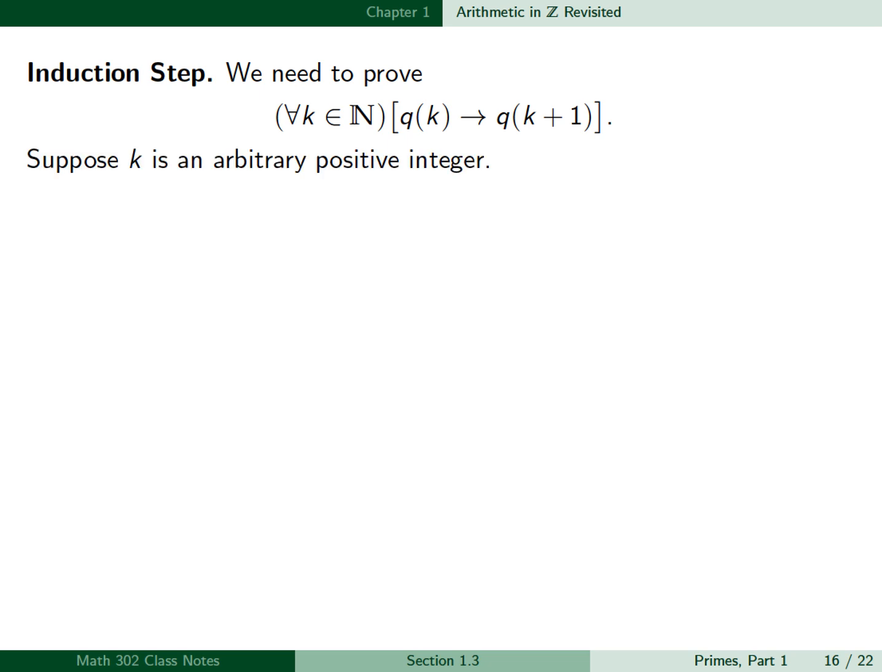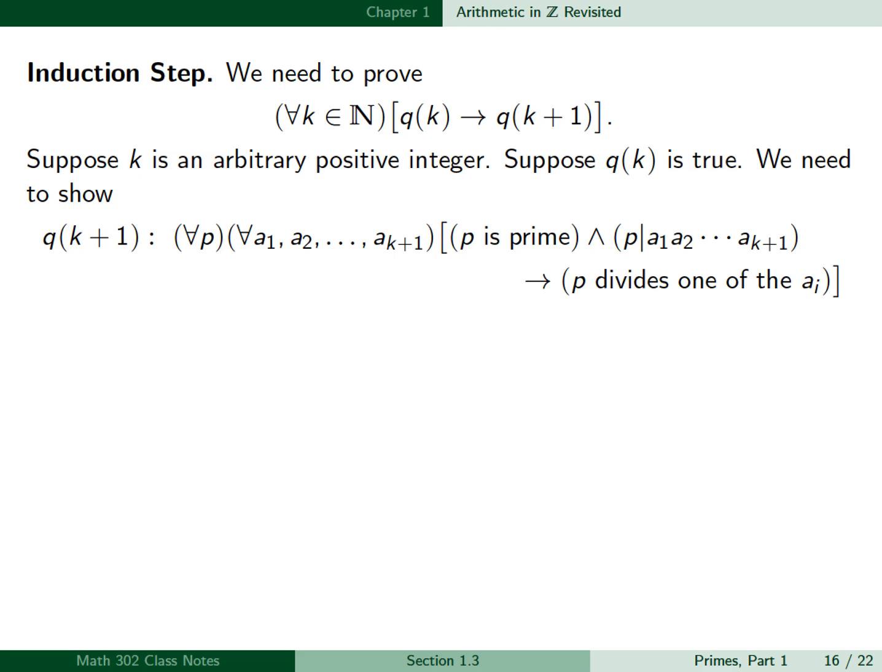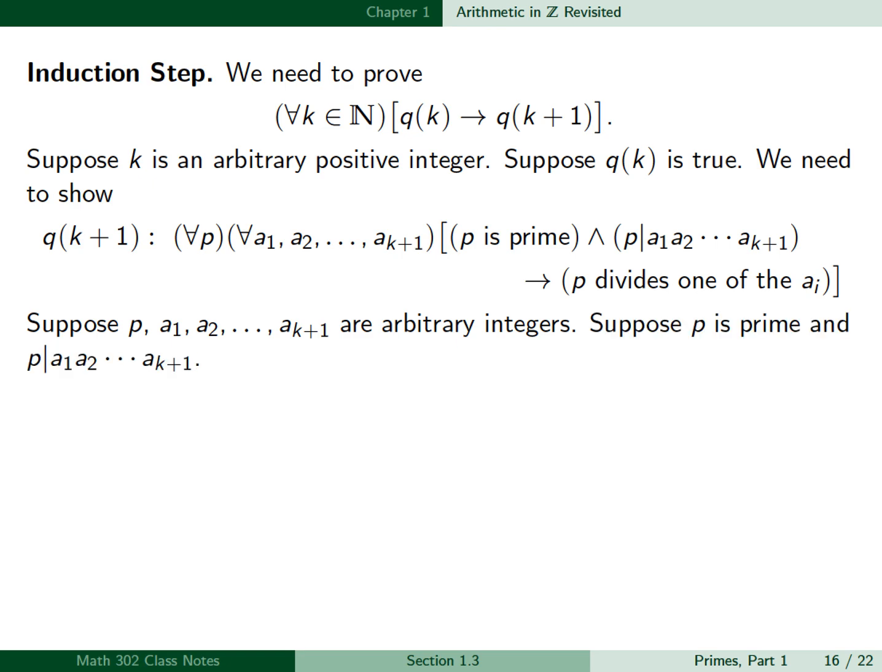So we suppose k is an arbitrary positive integer. Suppose Q(k) is true. And we then need to show that Q(k+1) is true, where Q(k+1) is for all p, for all a1, a2, down to a sub k+1, if p is prime and p divides the product a1, a2, down to a sub k+1, then p divides one of the a sub i. So to prove this, we'll suppose p, a1, a2, down to a sub k+1 are arbitrary integers. We'll suppose our hypothesis that p is prime and p divides the product a1, a2, down to a sub k+1. We then need to show that p divides one of the a sub i's.